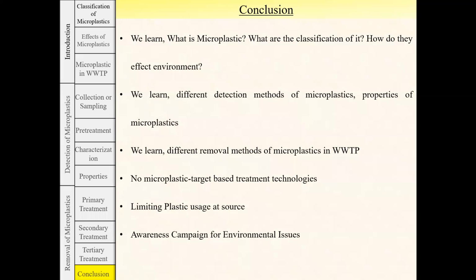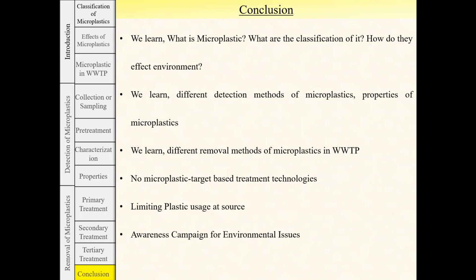Though we see that a lot of research work is to be done. There are conventional treatment processes, but as such, no microplastic target-based treatment technologies have been developed yet. So a lot of research work is to be done on those particular scenarios. Above all, in general, we need to limit usage of our plastic products. If we can eliminate or separate waste at its source, then this will be the best solution to prevent microplastic becoming a threat.